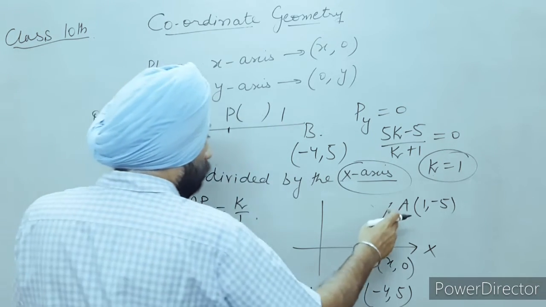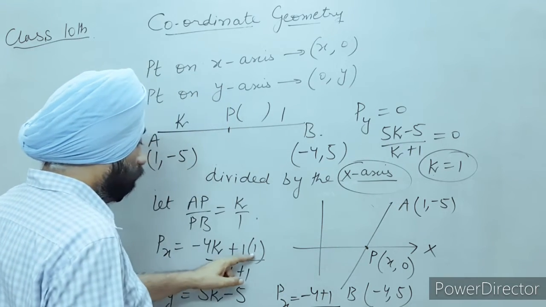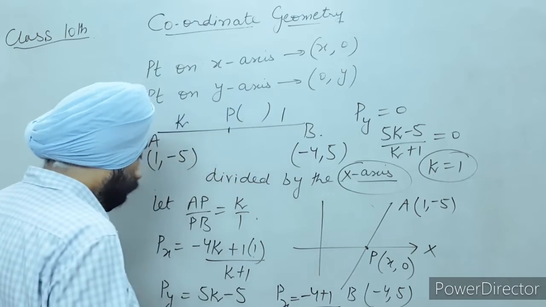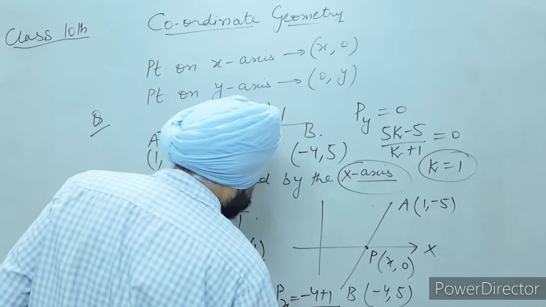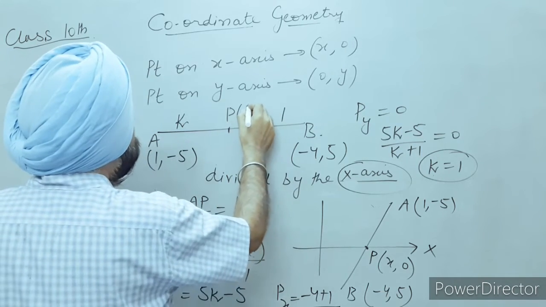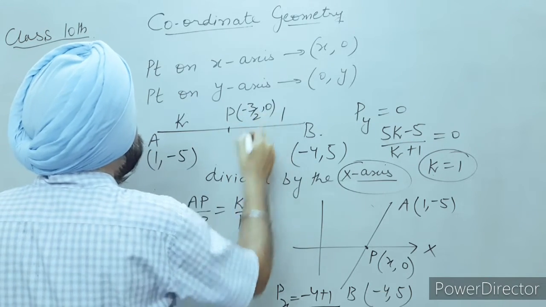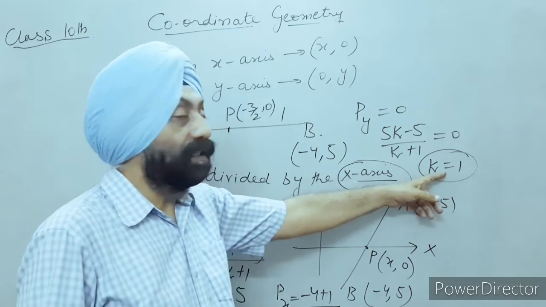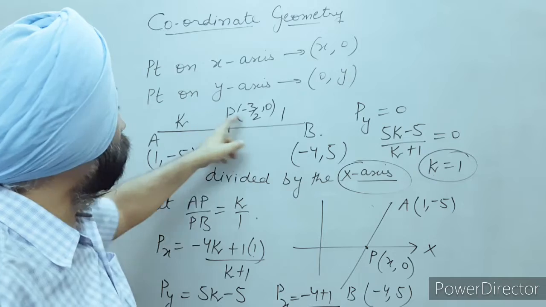Minus 4 into 1, that is minus 4, plus 1, divided by 2. The value of k is 1, so 1 plus 1 is 2, giving minus 3 by 2. The point P comes out to be minus 3 by 2 comma 0. This is the answer. The ratio was 1 ratio 1, k is equal to 1, so the ratio is 1 ratio 1.